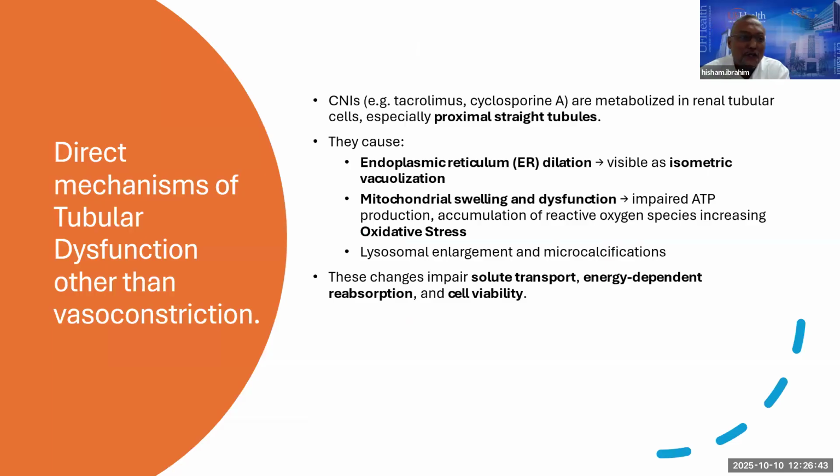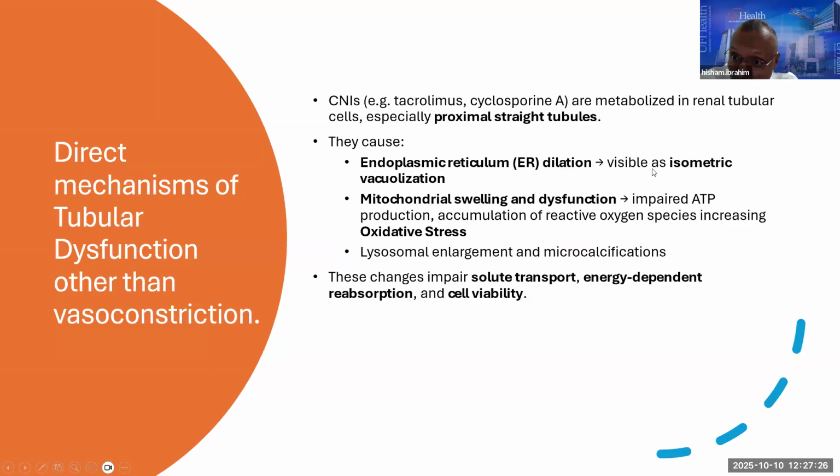Okay, so apart from the vasoconstriction, which is one of the mechanisms, we have direct injury to the tubule through different mechanisms. CNIs are metabolized in the proximal straight tubules, and they cause mitochondrial toxicity. They cause damage to the electron transport chain, which is impaired. They have impaired ATP production and decreased NADPH production. This leads to high reactive species circulating in the cell, causing oxidative stress. This also causes damage to the endoplasmic reticulum.